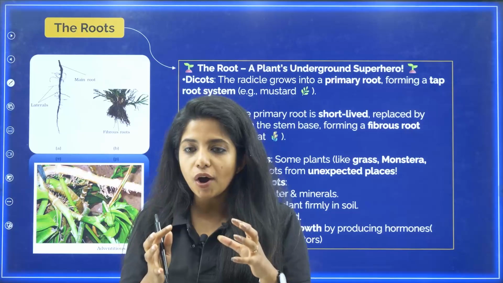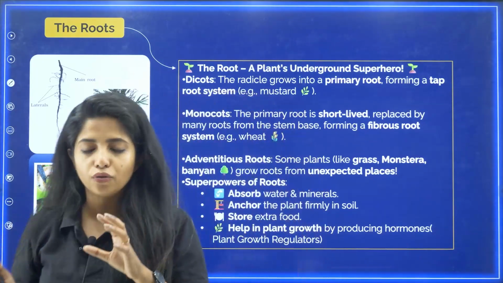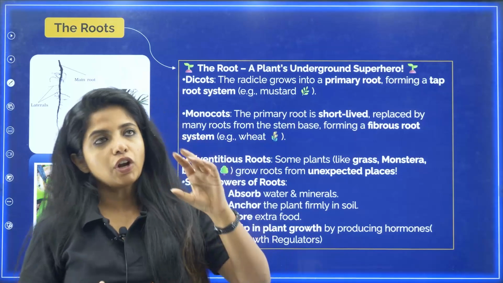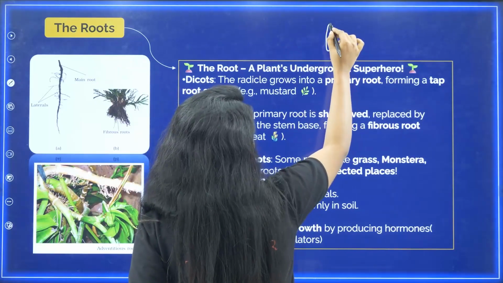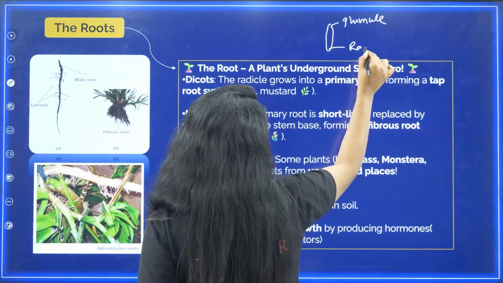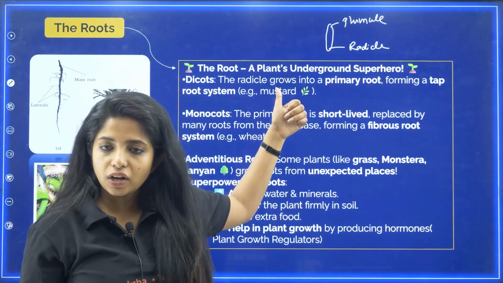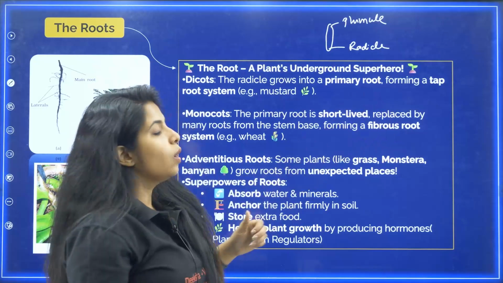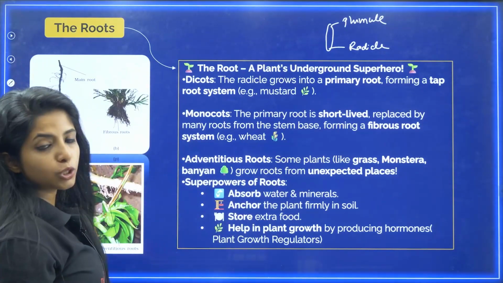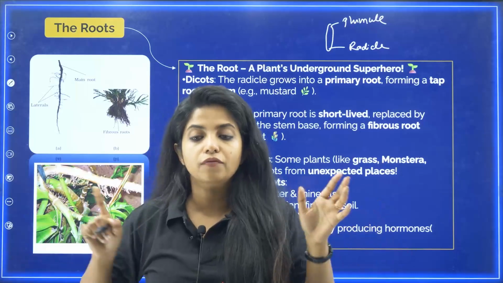So in the case of dicots, the radicle grows into a primary root. If we talk about an embryo, it has a plumule, which gives rise to the shoot, and there is a radicle region that gives rise to basically the root. So here in the case of dicots, the radicle grows into what? One primary root, and from this primary root you will be getting secondary roots, lateral roots, my dear children, which are going to be formed.